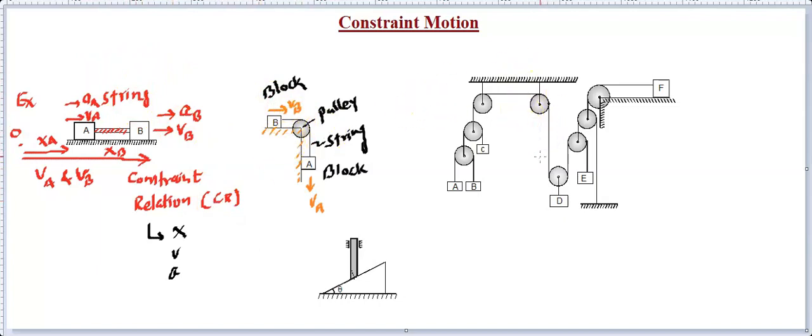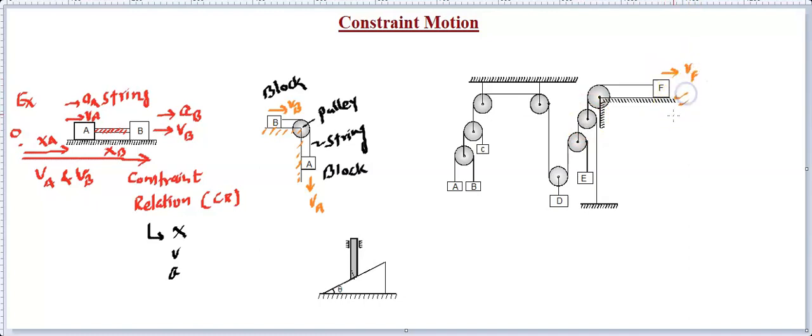Now the question might be of this level of simplicity, or maybe this level of complexity, or maybe any other type. But the ideas remain the same. Let's talk about this example. In this case, let's say there are so many pulleys connected, and so many strings, and so many blocks. And let's say this block is being pulled with a certain velocity called VF.